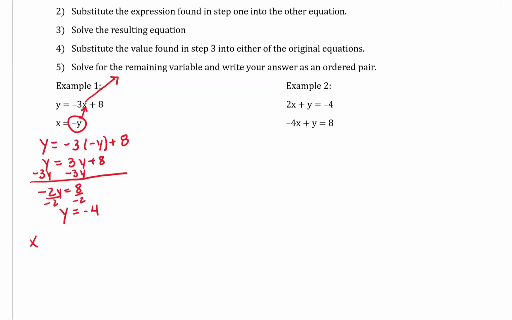So the original equation is x is equal to negative y. So I am now going to plug in that negative 4 for y. So x is equal to a negative negative 4. So x is equal to 4. Step 5 is write your answer as an ordered pair. x is equal to 4 and y is equal to negative 4.